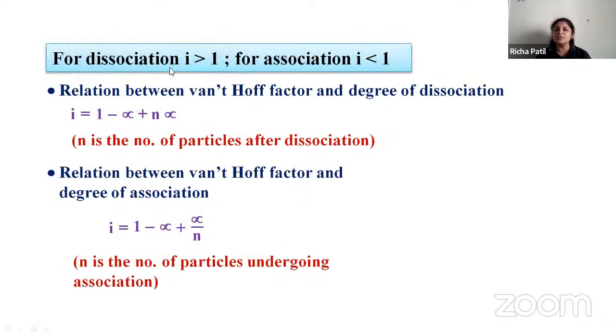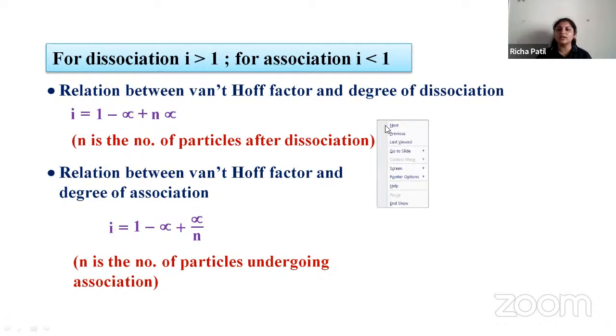For dissociation, i is greater than 1, and for association, i is less than 1. The relation between Van 't Hoff factor and degree of dissociation is i = 1 - alpha + n alpha, where n is the number of particles after dissociation. The relation between Van 't Hoff factor and degree of association is i = 1 - alpha + alpha/n, where n is the number of particles undergoing association.